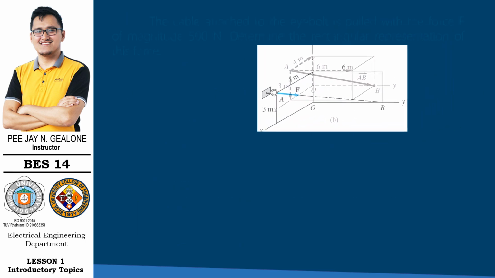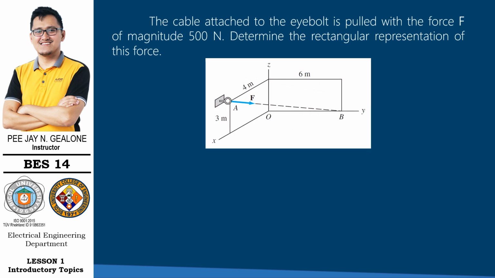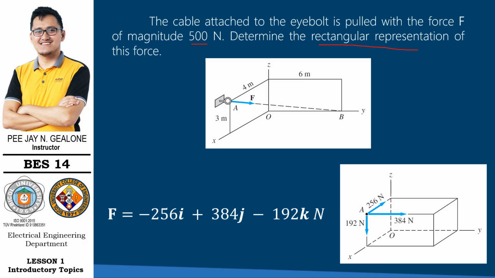So, for this particular example, the cable attached to the eye bolt is pulled with a force F of magnitude 500 Newton. Kailangan nating isolve ang rectangular representation. Then, we can say that F is equal to negative 256i, etc. And, pwede natin siyang i-drawing na ganito. So, makikita nyo that 256 papunta siya sa likod ng x. Bakit? Kasi negative siya. 384 Newton, papunta siya dito, and then negative 192 pababa. So, consistent siya doon sa figure natin.